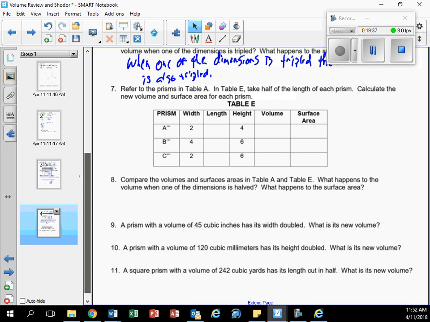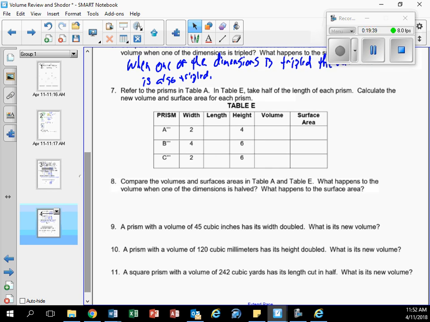All right, now we're going to refer to table A one more time. And in table E, we're going to take half of the length of each prism. So the length in table A for prism A was 2. Well, what is half of 2? Well, half of 2 is 1. The length for B was 4. What's half of 4? 2. And the length of 2 is 1 again. So you guys go ahead and find your volume and surface area. Press pause.